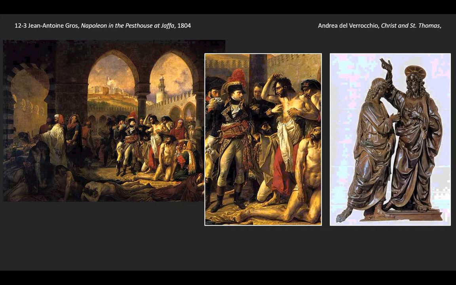So Gros, like many other neoclassical artists, is really picking up on this idea of turning back to art of the past to enhance the meaning of the work. Napoleon appears Christ-like on one hand, but very humane, very human.